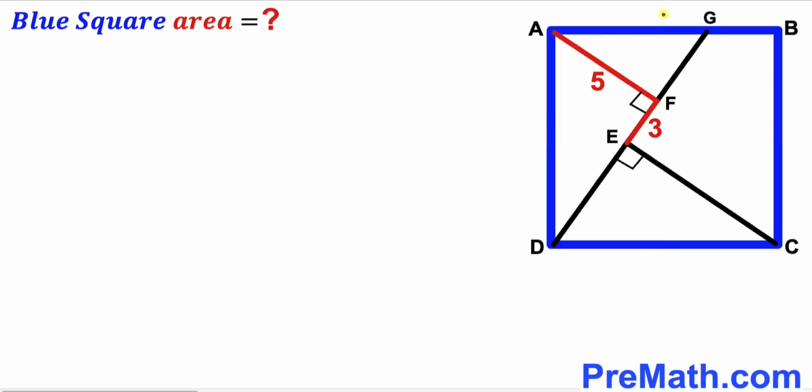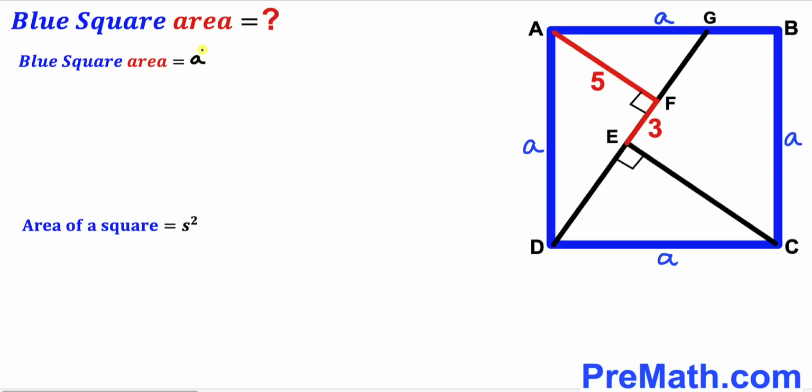So if I label the side length of this square as lowercase a, then this side length is lowercase a, and lowercase a across the board. Since we are interested in calculating the area of this blue square ABCD, let's recall the area of a square formula. Area is always equal to S squared, where S represents the side length of the square. In our case, the side length is a, so the area of this blue square is going to be a squared. Our task is to find the value of a squared.